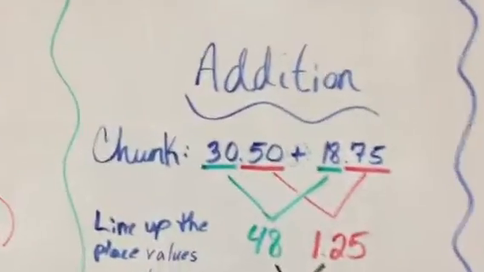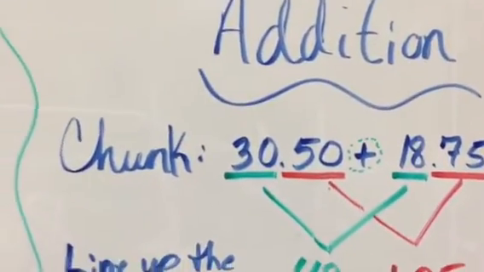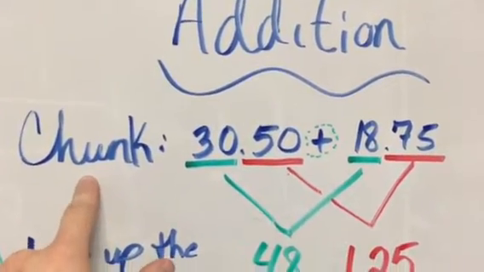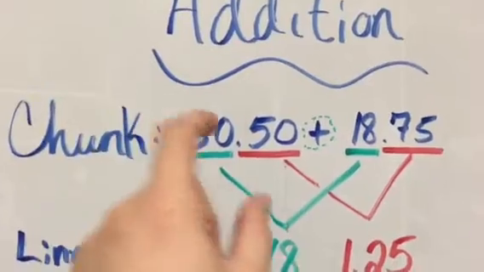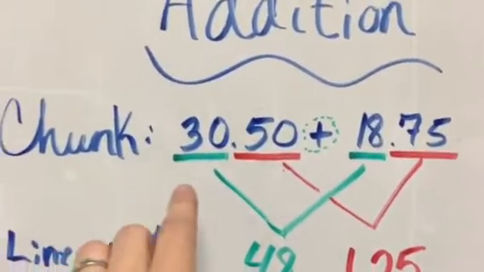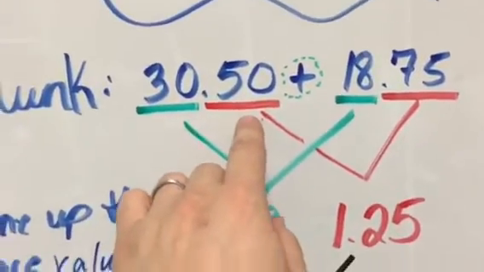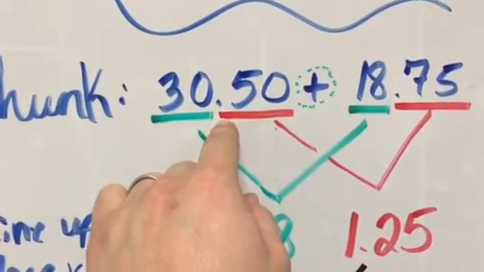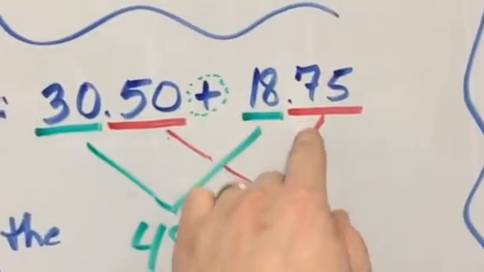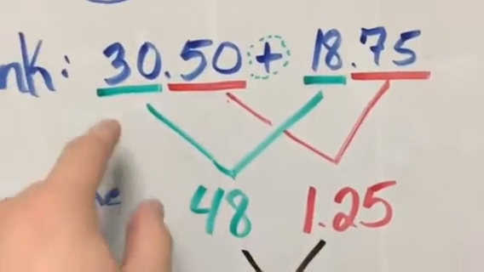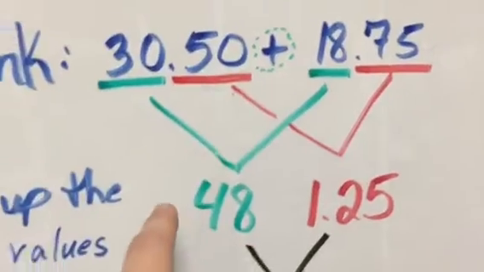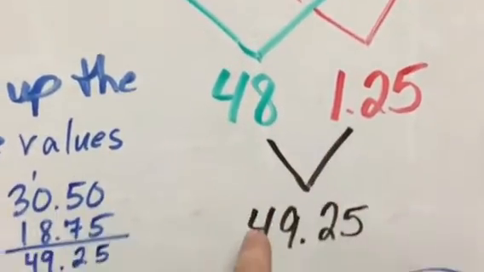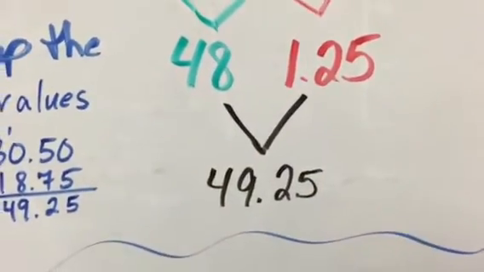Let's look at addition. Remember, my favorite strategy for addition is what we call chunking. So I chunked the numbers into whole numbers and decimals. So let's look at the decimals first. 50 cents, and notice how my line goes all the way over, includes a decimal point. 50 cents plus 75 cents gives me $1.25. $30 plus $18 gives me $48. And then I just add 48 plus 1 is 49, and then I add my 25 cents.